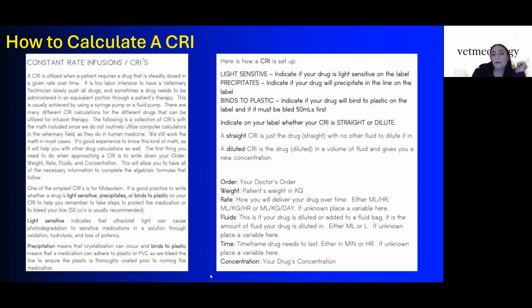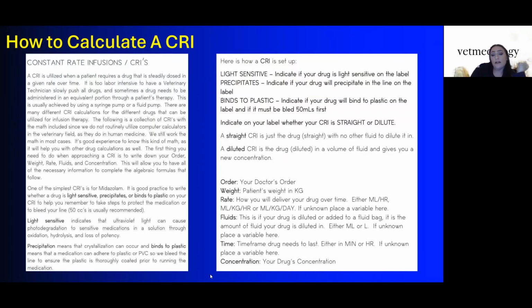So a CRI would be set up like this. Basically, at the beginning, you would want to state whether it's light sensitive, if it precipitates, or if it binds to plastic. You want to indicate whether your CRI is straight or dilute. A CRI that's straight is just the drug straight with no other fluid to dilute it in. A diluted CRI is the drug diluted in a volume of fluid, which gives you a new concentration.